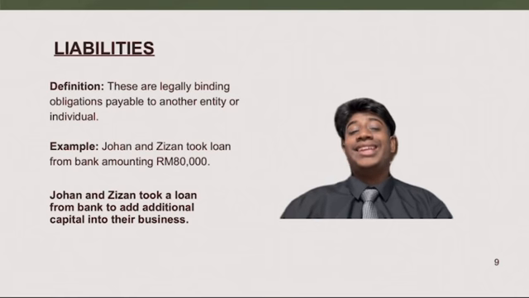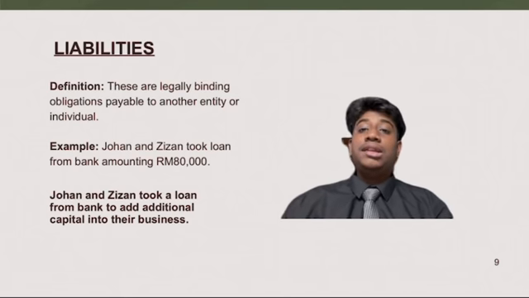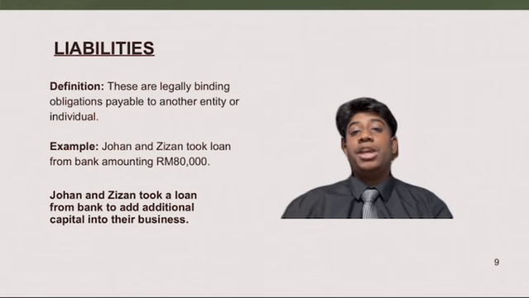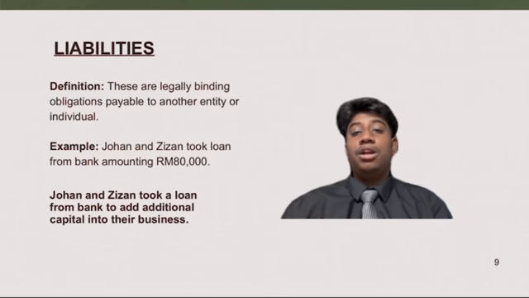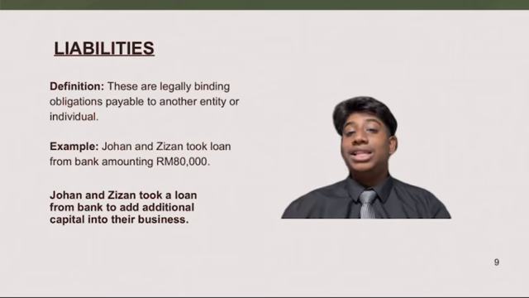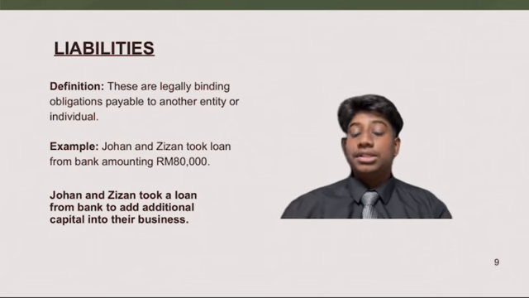Okay, for now, the second element of financial statements is liabilities. These are legally binding obligations payable to another entity or individual. For example, Johan and Zizan took a loan from the bank amounting to RM800k. So, Johan and Zizan took a loan from the bank to add additional capital into their business.